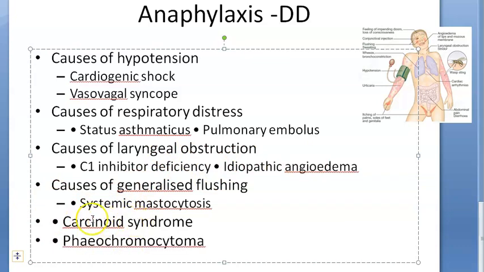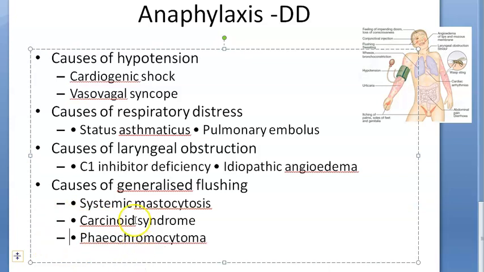Then these three are seen. So generalized flushing. If somebody is having some rash, urticaria, or etc., you should not think that it is because of anaphylaxis. It can be because of some mastocytosis, pheochromocytoma. Pheochromocytoma is something to do with the adrenal gland, isn't it?